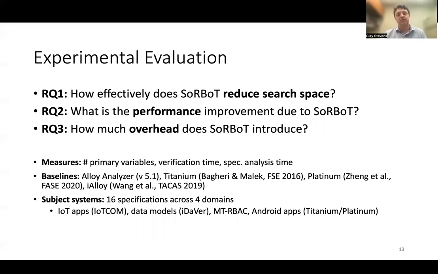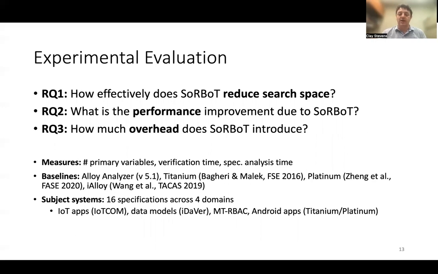As measures, we counted the number of primary variables in the underlying solution. They're the underlying problem. We actually measured the running time of each verification, and we measured the wall clock time it took to run the speculative analysis. We compared Zorbot against an unmodified Alloy Analyzer version 5.1, against Titanium, a previous approach that uses bound tightening, Platinum, again, another bound tightening approach, and iAlloy, which is an approach that uses solution reuse in particular. Unfortunately, we were unable to get Platinum to work, and so it had to be excluded from our results.